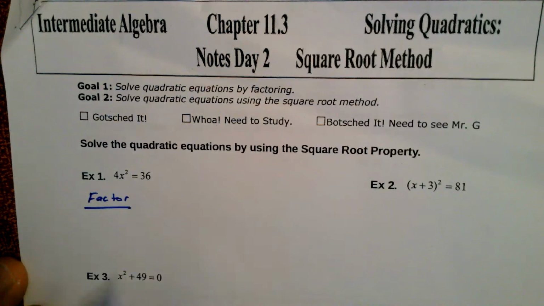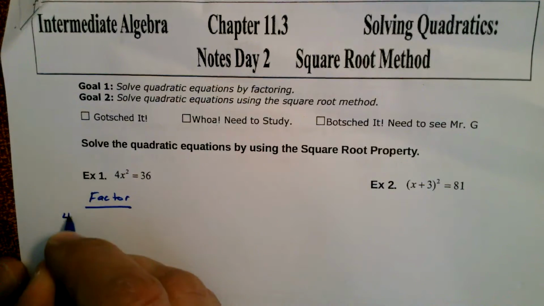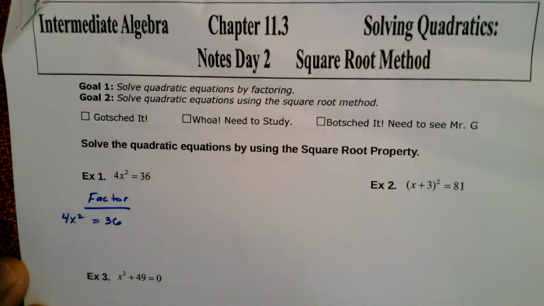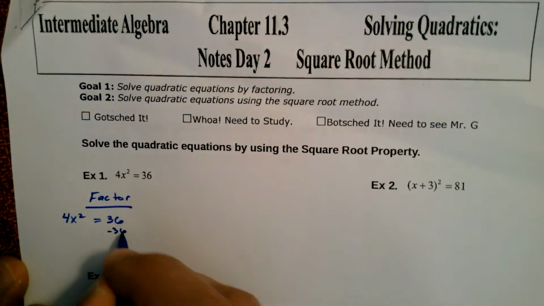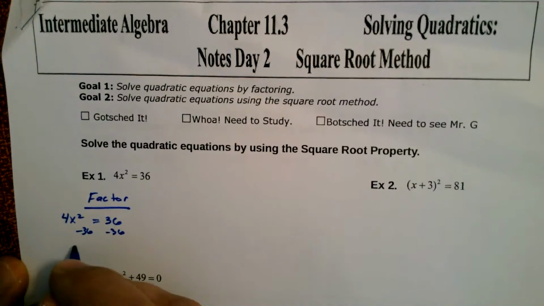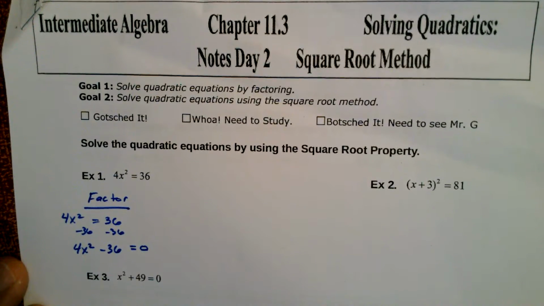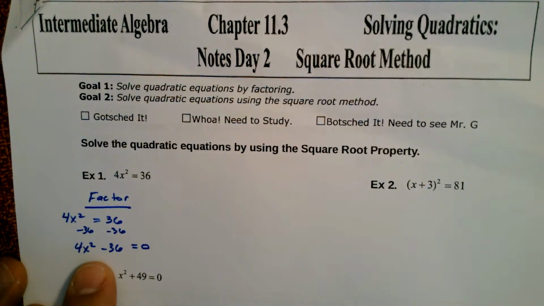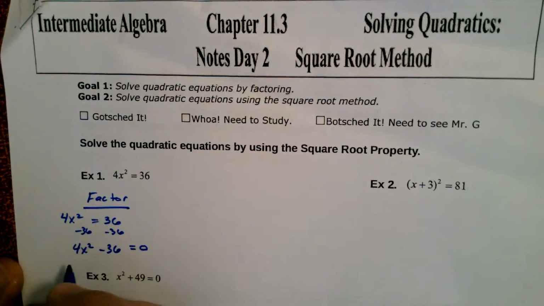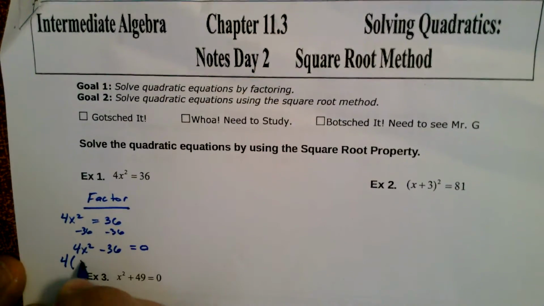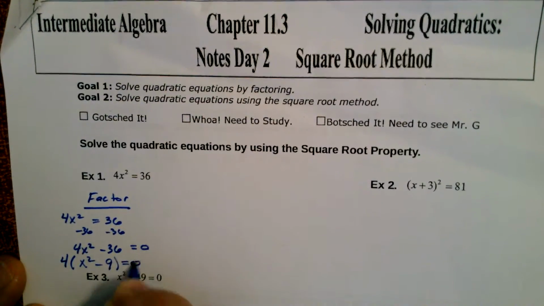So I've got 4x squared equals 36, and we're going to try the factor method. Usually when we're factoring, we get our stuff equal to 0, so I'm going to subtract 36 over. Now we get 4x squared minus 36 equals 0. Anytime we factor, we always look for GCFs. In this case, I notice the 4 and the 36 can be factored by 4. Now I've got x squared minus 9, since negative 36 divided by 4 is negative 9.